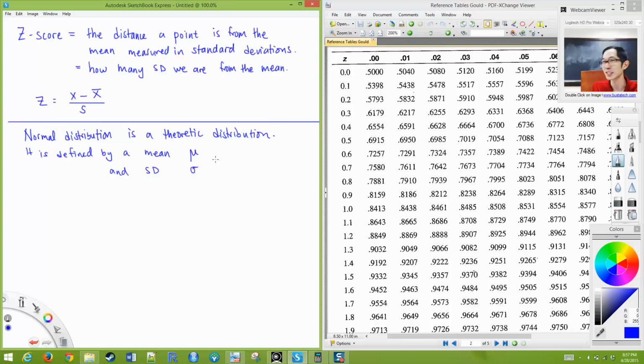And here's the really neat thing: if you have two normal distributions, they're going to be different, but if they're both normal distributions, we can talk about what percentage has a z-score of 1 or lower.